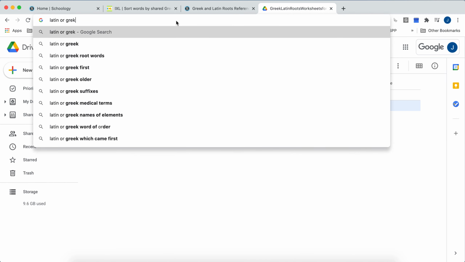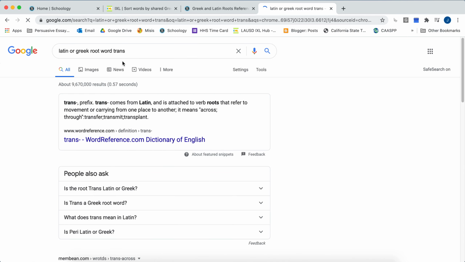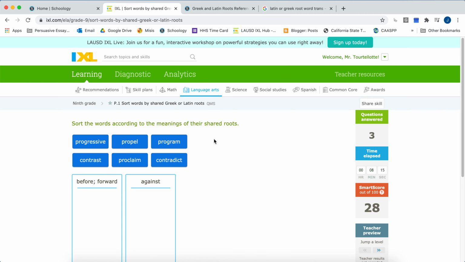Latin or Greek root words, trans. Latin, attached to carrying from one place to another, means across, through, right? Okay? So again, it's fair game. Again, guys, you're learning. You have every right to do your own independent research to help you out.